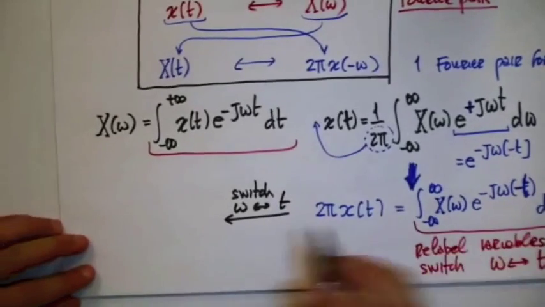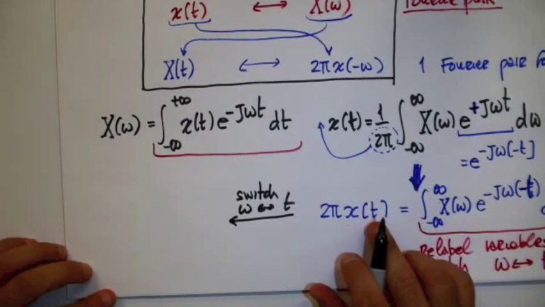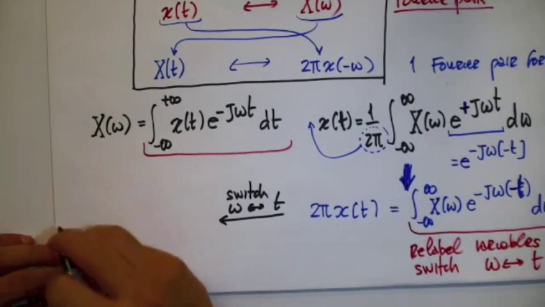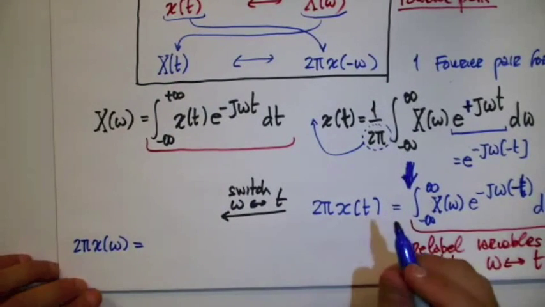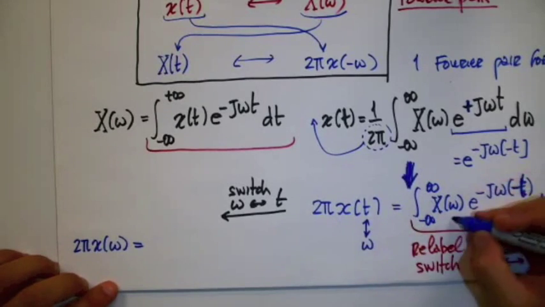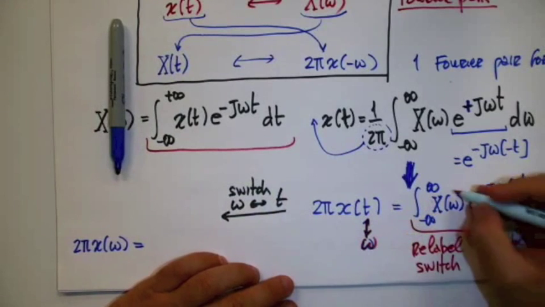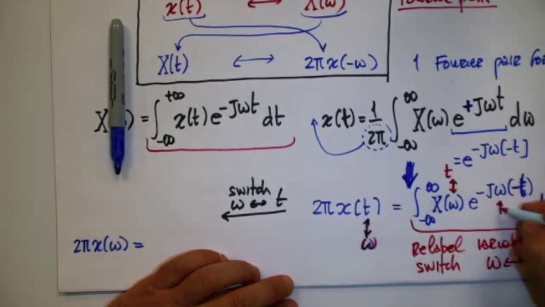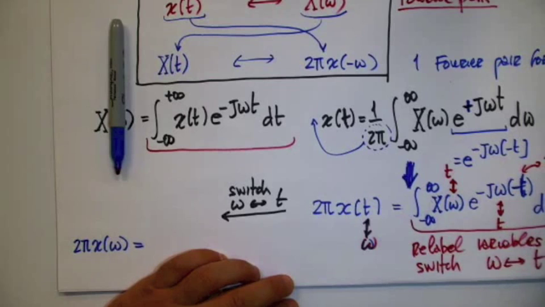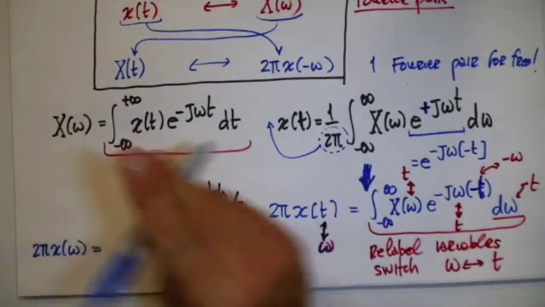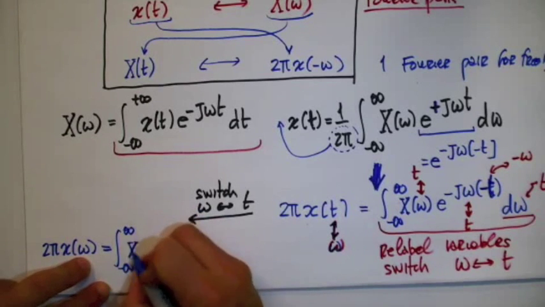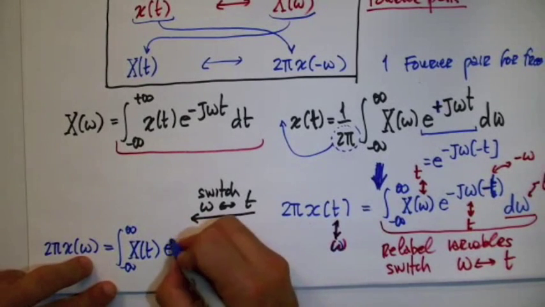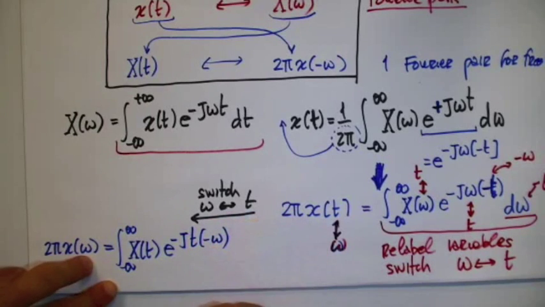If we do that, what do we get? t becomes omega, so we get 2 pi x of omega equal, so this becomes omega, this becomes t, these become t, these become minus omega, and these basically become t. And we have 2 pi x of omega equal to the integral from minus infinity to infinity of capital X of t e to the minus j t minus omega d t. Very simple.